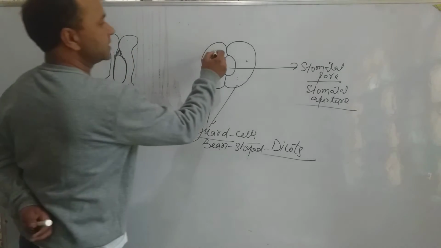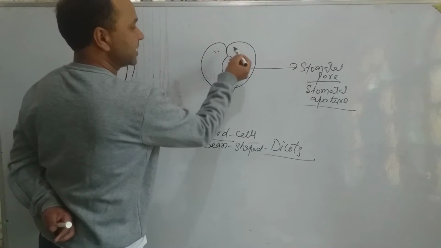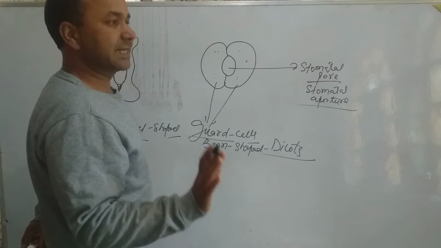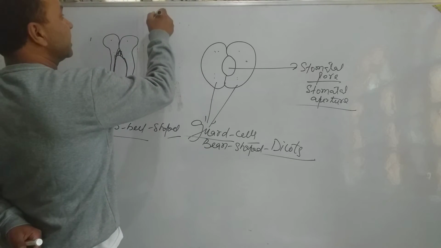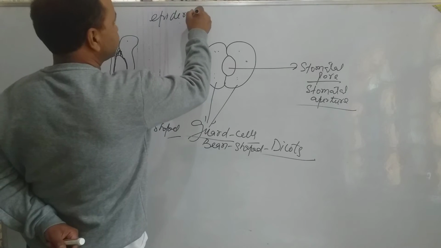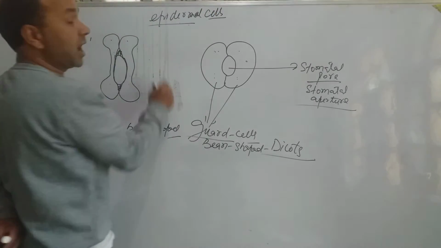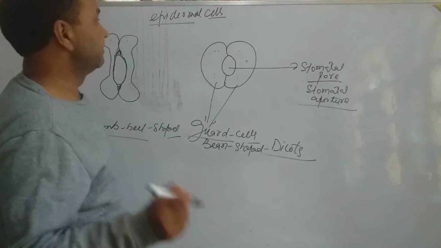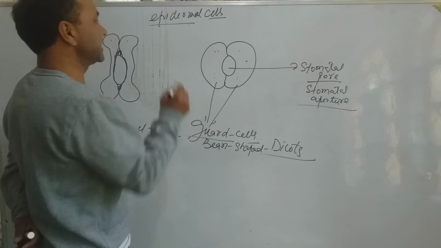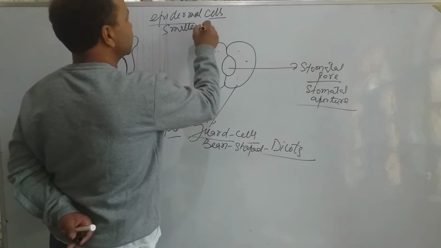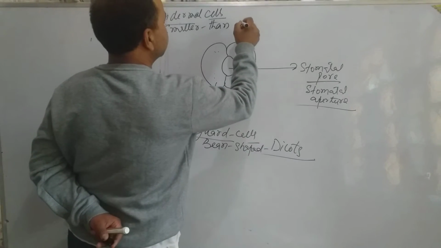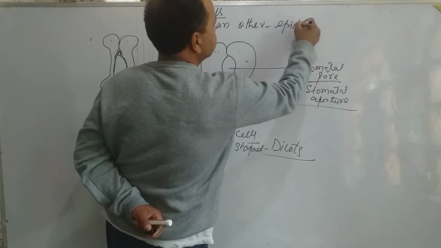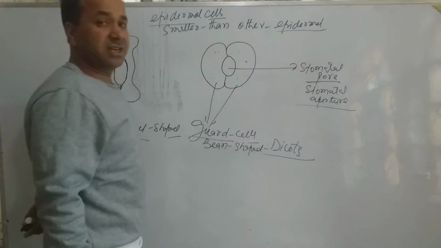These are two guard cells. These guard cells, either kidney shaped or dumbbell shaped, are epidermal cells. They are epidermal cells, but they are special types of epidermal cells in that they differ from other epidermal cells of the epidermis of leaves. They differ from other epidermal cells of leaves in the sense they are smaller than other epidermal cells. The guard cells are smaller than other epidermal cells, which is a very important character of these cells.